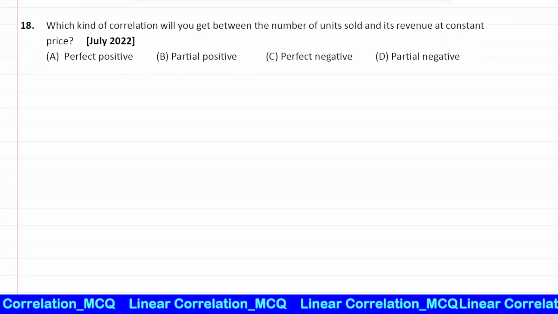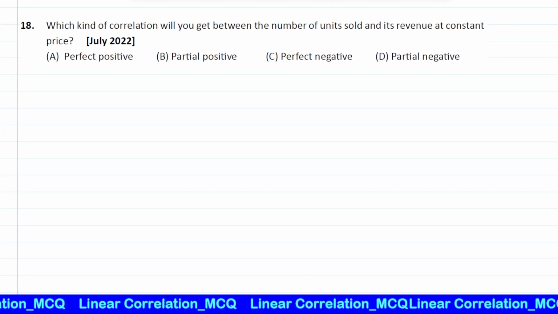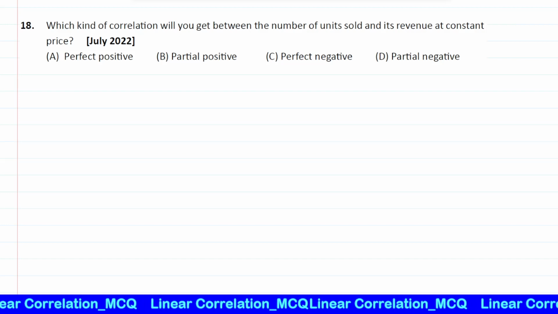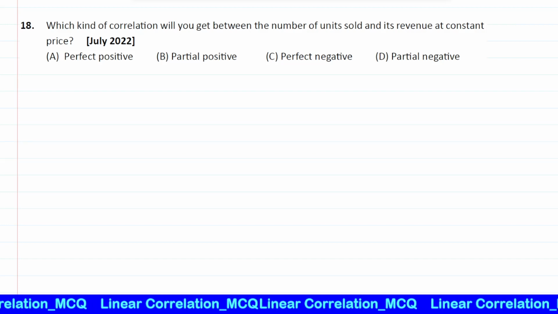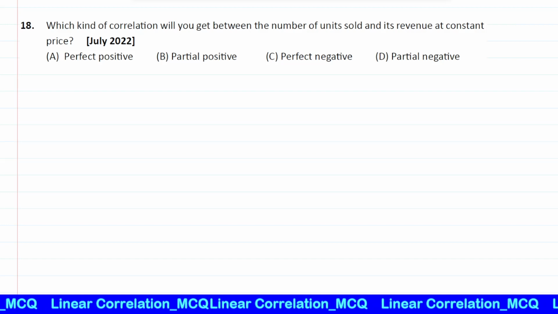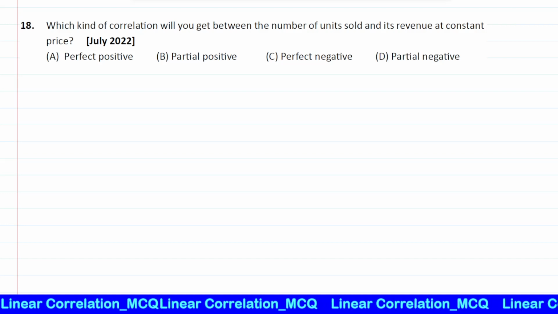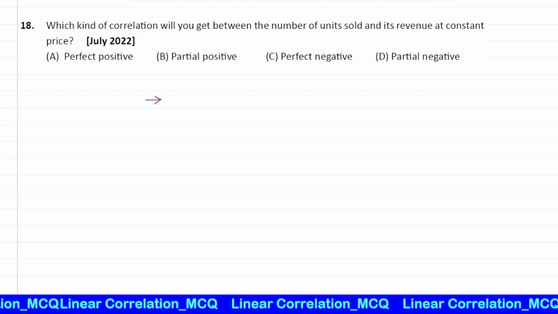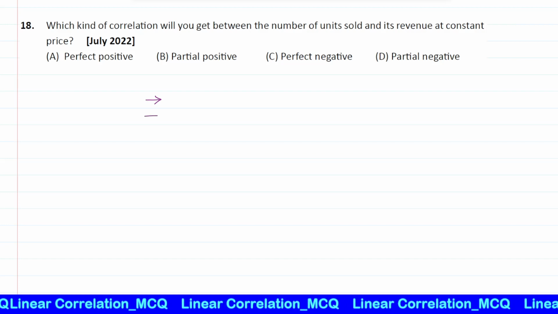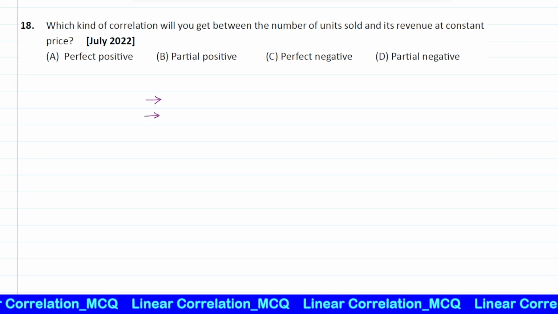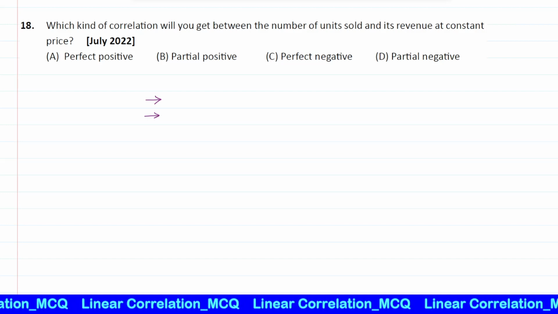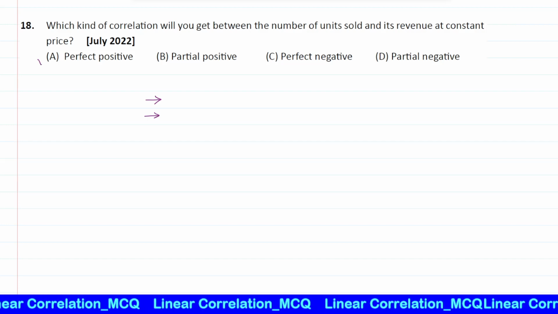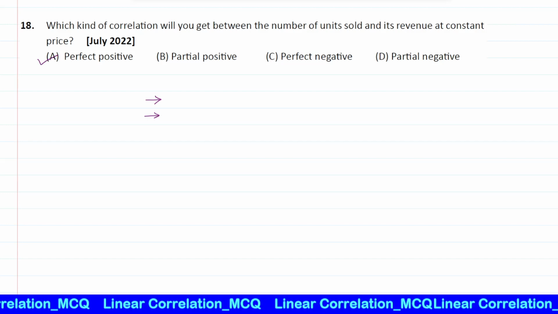Question number 18, asked in July 22. Which kind of correlation will you get between the number of units sold and its revenue at constant price? If the sale of units increases and revenue also increases, both change in the same direction. When two variables change in the same direction in constant proportion, there is perfect positive correlation between the two variables. Option A is correct.